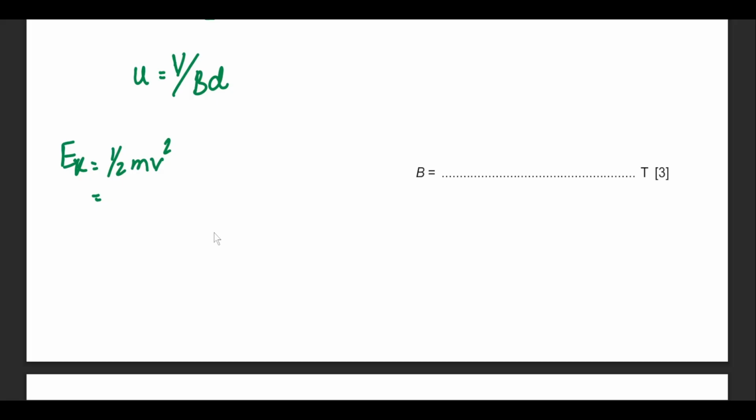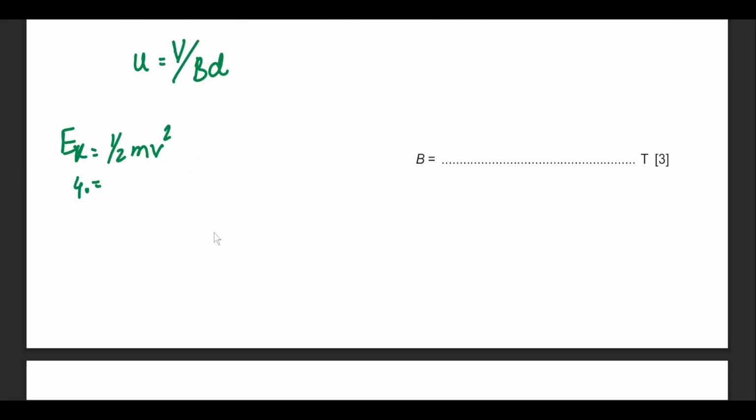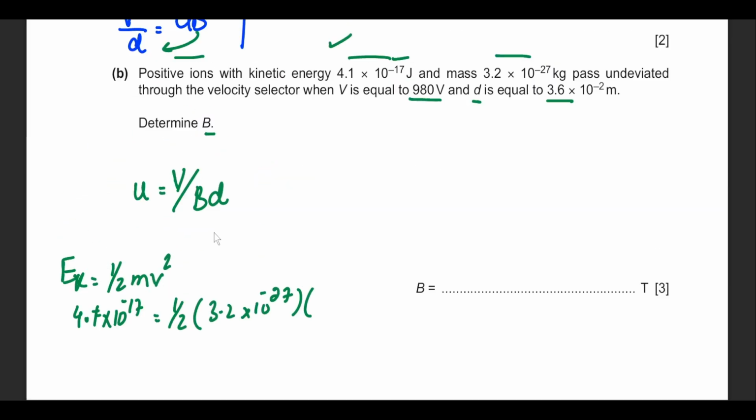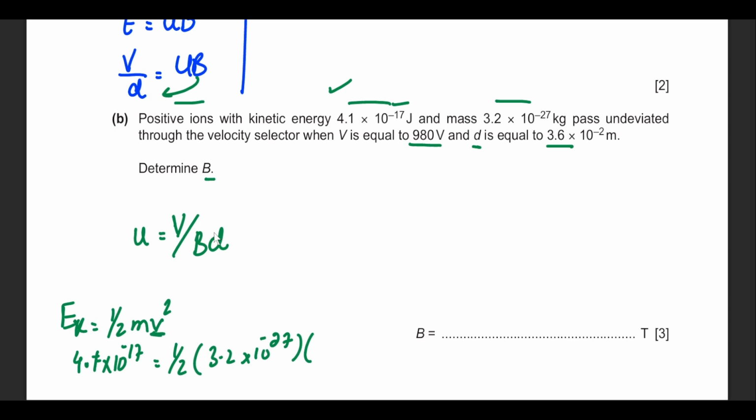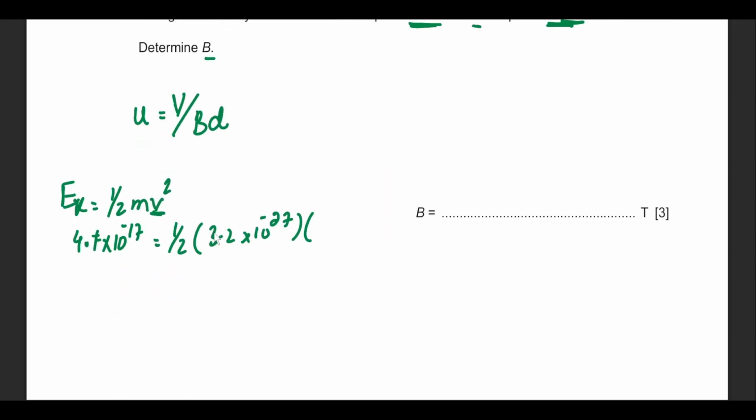Kinetic energy is given to us as 4.1 times 10 to the power minus 17. So this will be 4.1 times 10 raised to the power minus 17 equals 1 over 2, mass is given to us as 3.2 times 10 raised to the power minus 27, times velocity squared. Since v is not given to us, this was velocity squared, given to us in the previous part. Let's use that formula because we have the potential difference over here, we have d over here, and we're supposed to find B. So that's going to come over here straight away.